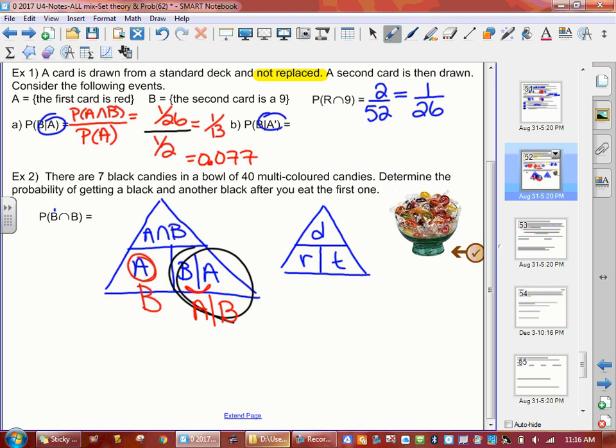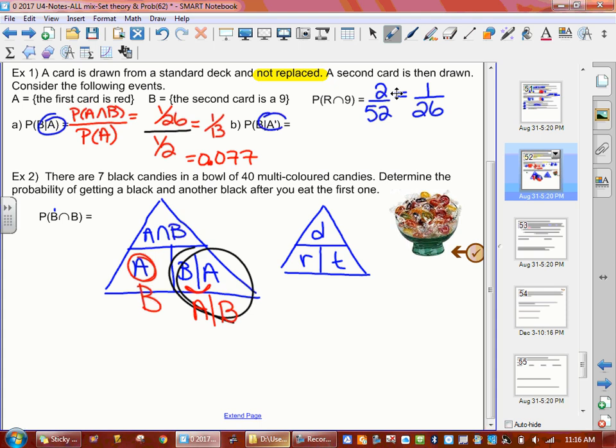Okay, that's rounded. So you get a 1 in 13 chance of the probability of B after A occurred showing up. Now, what does it mean by B after A occurred? Well, that means you're picking a 9 after you already picked a red one, because the first one's saying you're picking red. B is saying you're picking a 9.